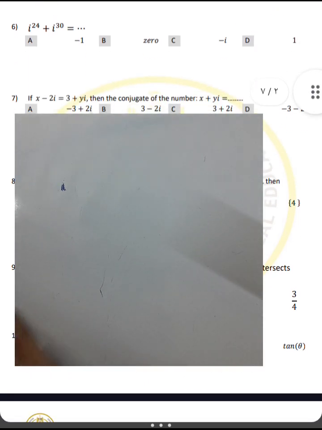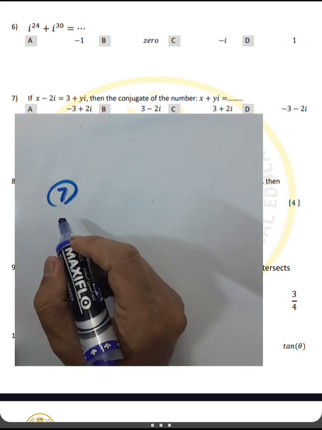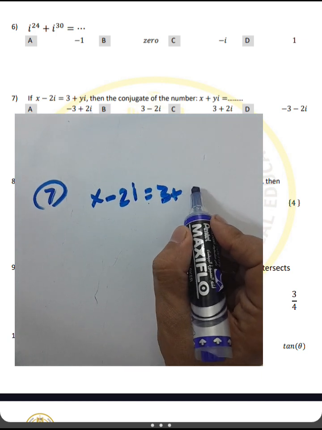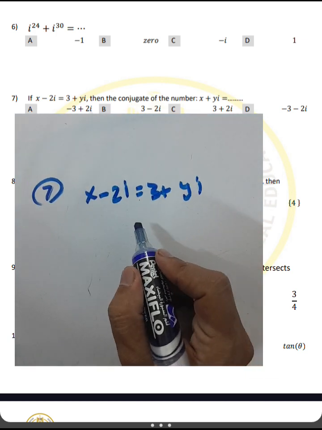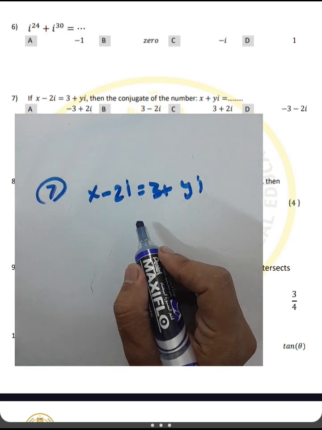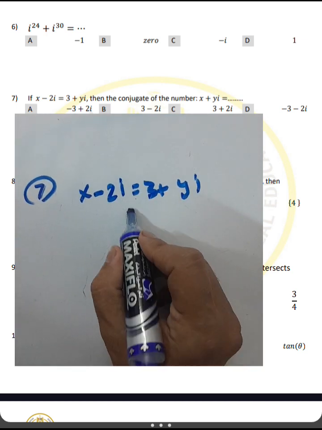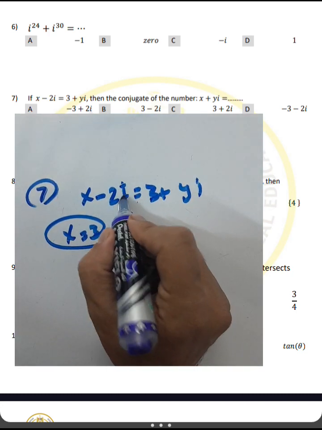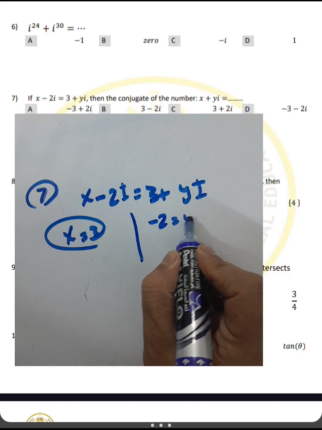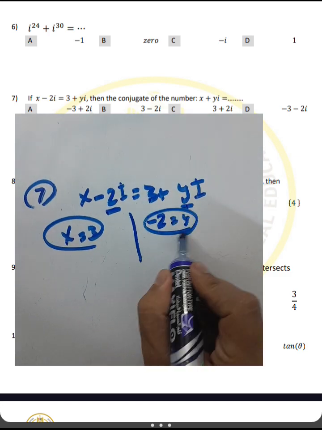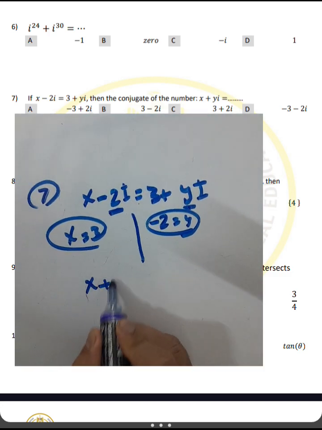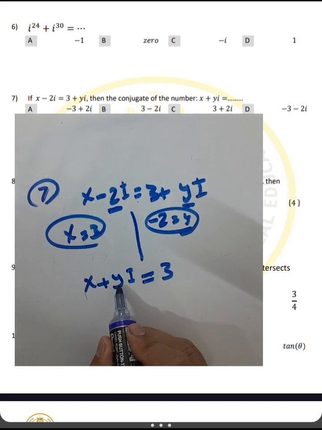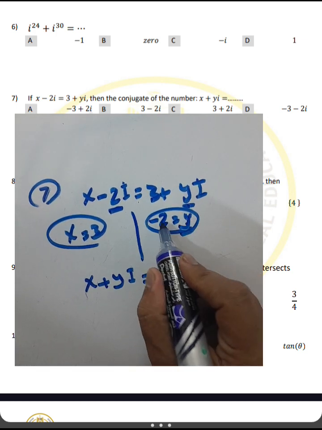Question number 7. If x minus 2i equals 3 plus yi, then the conjugate of x plus yi equals what? First step, we must find x and y. The real part x will be 3, and the imaginary part, negative 2, will be equal to y. Then we want to find x plus yi, putting x equal 3 plus y equal negative 2i.